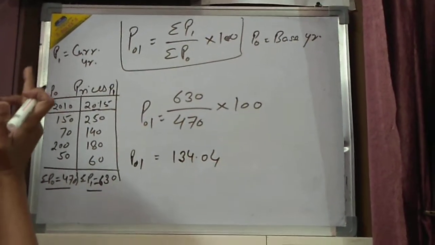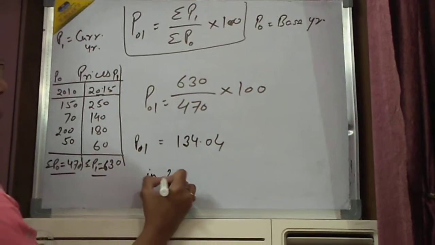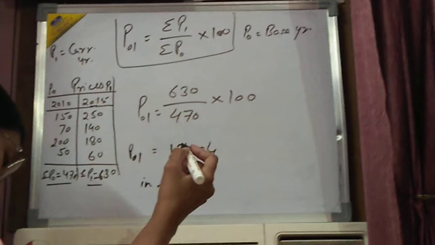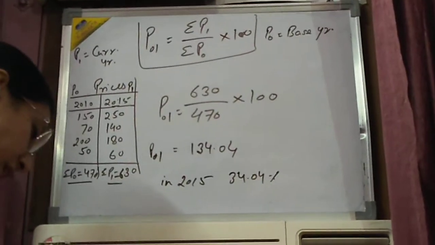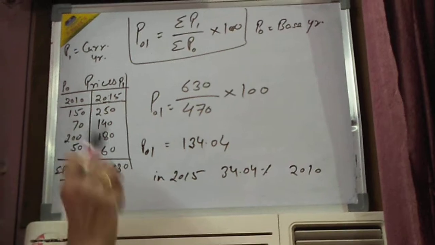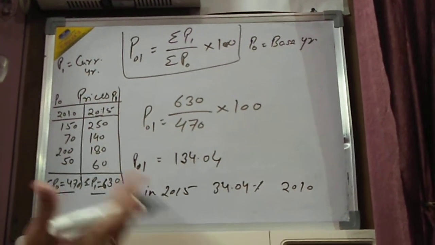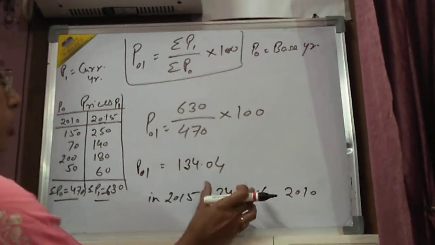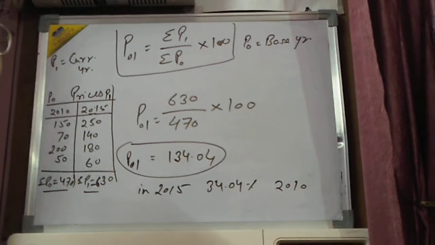Now what conclusion do we draw? That in 2015, the index number is showing that there is an increase of 34.04% in the price level compared to the year 2010. Because always in the base year we consider it as 100%. So when we find out the changes, we find out by deducting 100 from this index number, and this is your 34.04% increase.